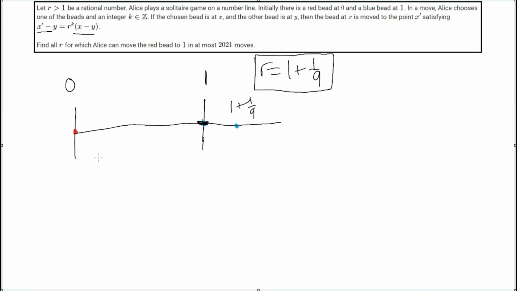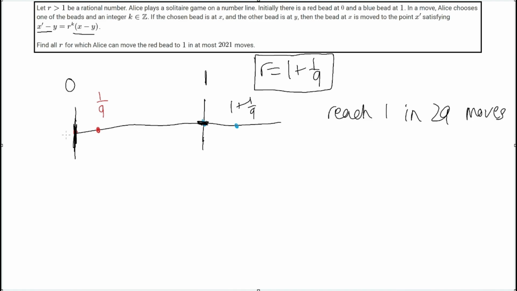But now we can just move 0 closer to make the distance 1. So we can get rid of that and make it this point here so that the distance is 1. So that's 1 over q. But look, we moved the red bead to the right by 1 over q units in 2 moves. So we can just continue inching to the right in this way, and we eventually reach 1 in 2q moves.